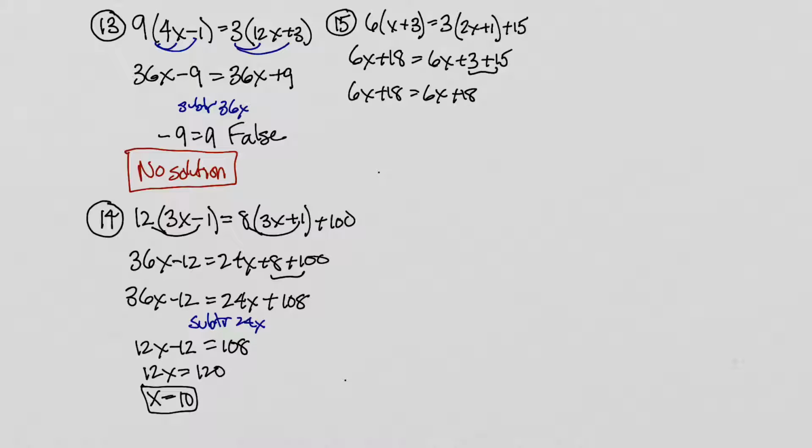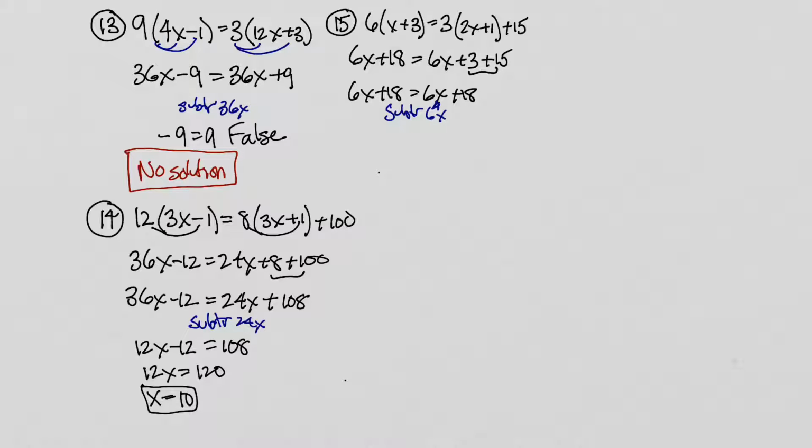Now, if you don't see it from here, you notice you get x's on both sides, so choose a side, maybe the left side or the right side, doesn't matter. What you're going to do is subtract that 6x, right? You're going to subtract 6x, maybe that one.